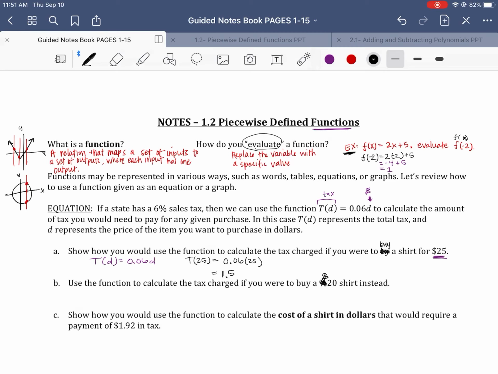Now the question we always ask at the end of a word problem, or we feel like it's the end, is what was it asking me to find? What does this 1.5 mean? Well, this represents the amount of tax, right? So if you buy a $25 shirt, you're going to pay $1.50 for tax.